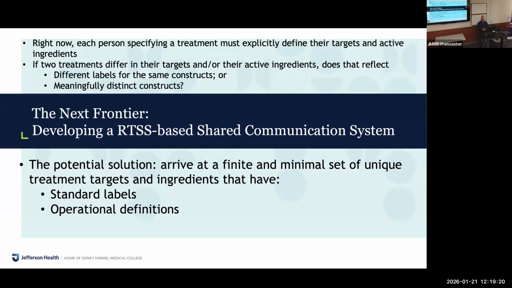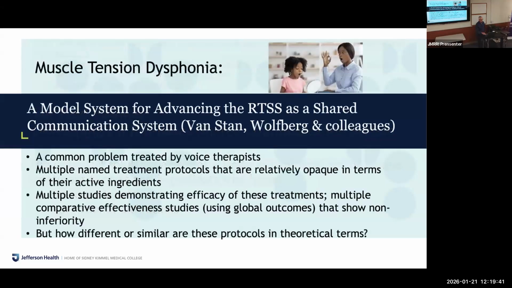And so the potential solution is to arrive at a finite set of terms, a unique set of targets that are well-defined, a unique set of ingredients that are well-defined. And now every clinician has to say, I'm treating this target or this target or this target. You can't make up a new word. And similarly for ingredients. So now I'm going to take you away from the background, which I hope, despite my rapid pace, people have grasped, and go into some of the more recent developments in RTSS application.